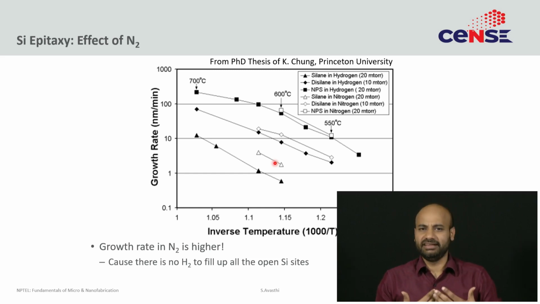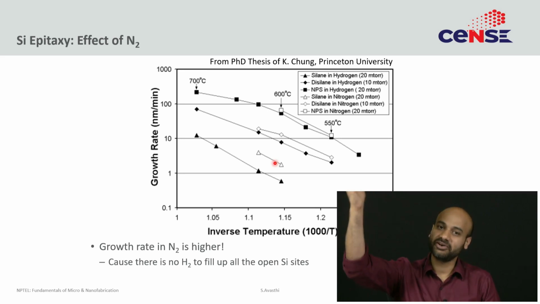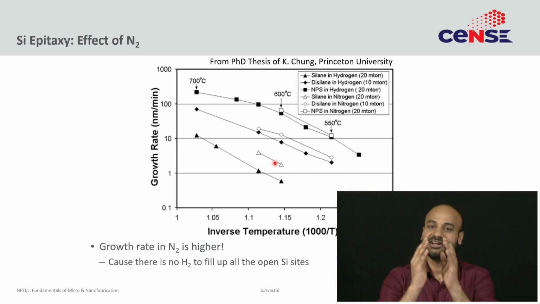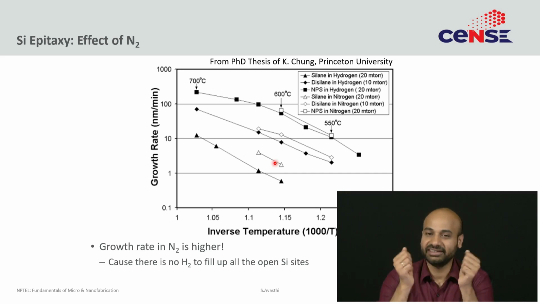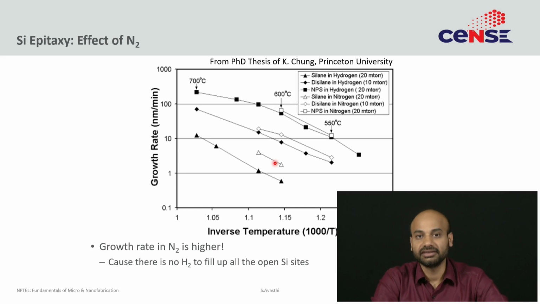Now, why don't people ever do this, or why do people use hydrogen at all? Well, it turns out the slower growth rate has advantages. Remember, in a couple of slides before, we saw that very high growth rates tend to cause polycrystalline growth. So that hydrogen is useful in the way that it tempers the growth rate and allows for more epitaxial and high quality films to be formed. But if your goal just is growth rate, consider doing your silicon growth in nitrogen.